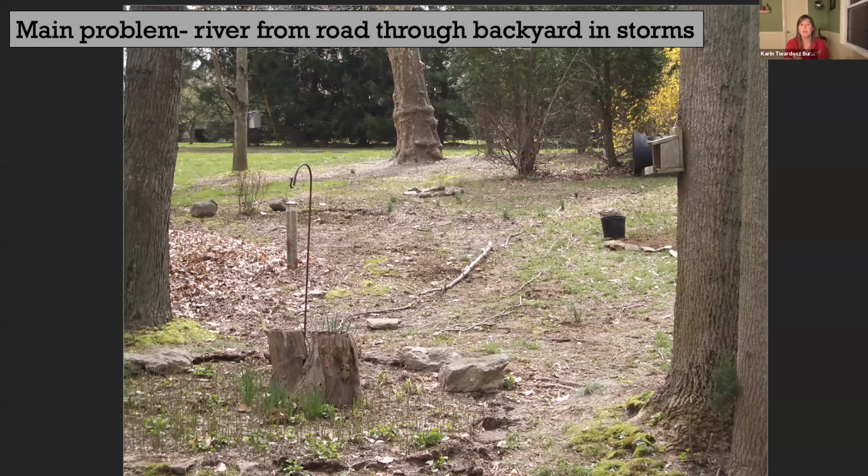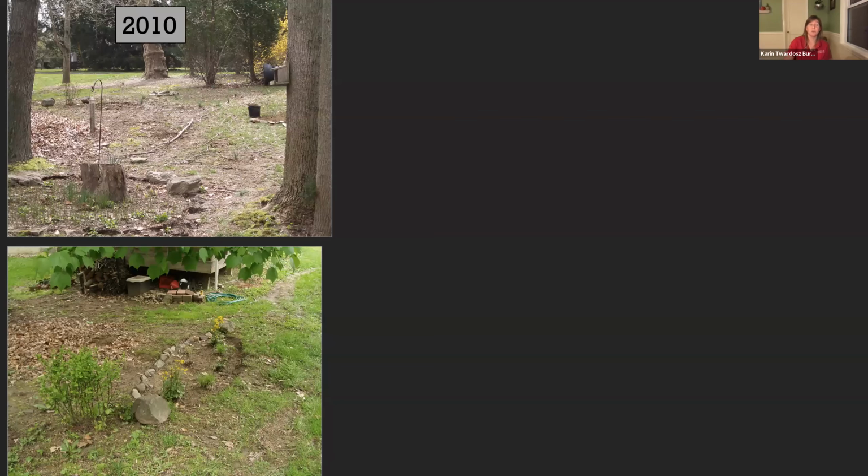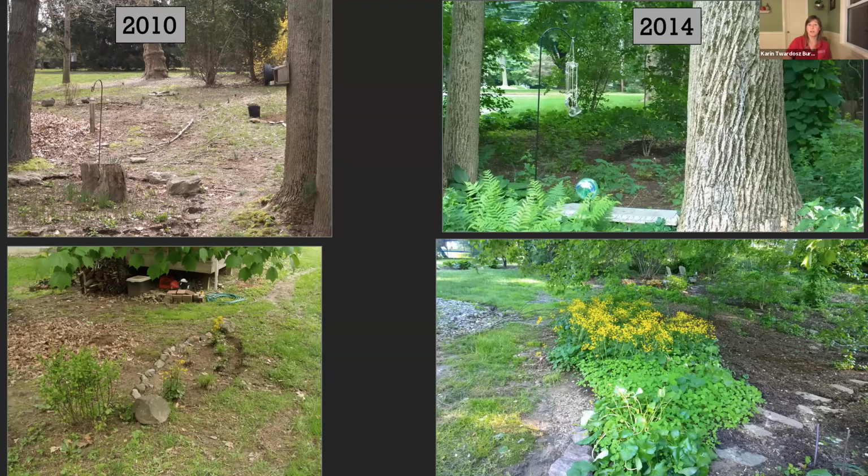The main problem that they had was essentially that when it would rain hard, they would get a river that would flow from the road through the backyard. And so what they were trying to do was prevent some of that water flow. And so they started putting in some rain garden effects and native plants. And by 2014, it filled in to a large degree.